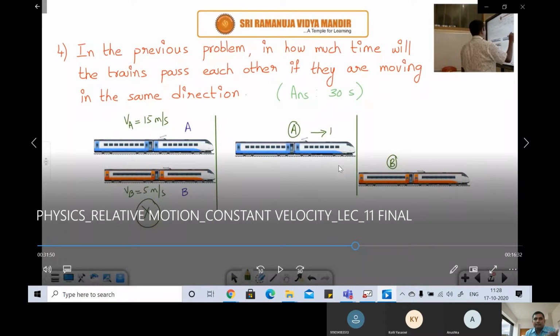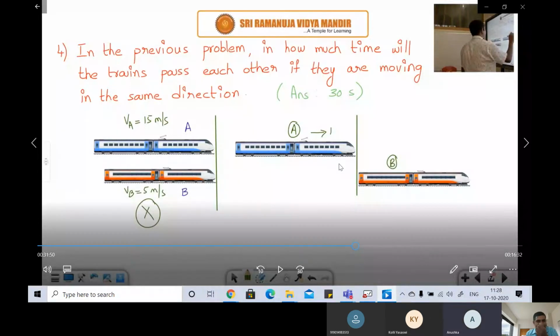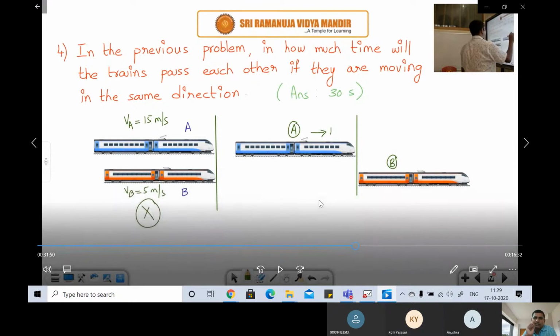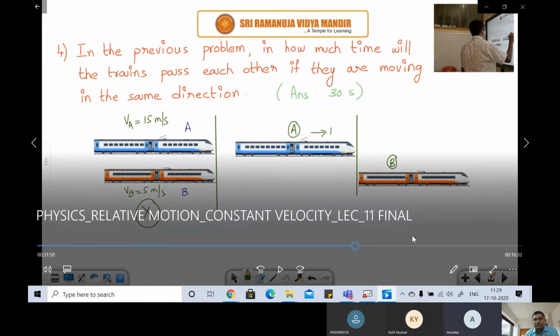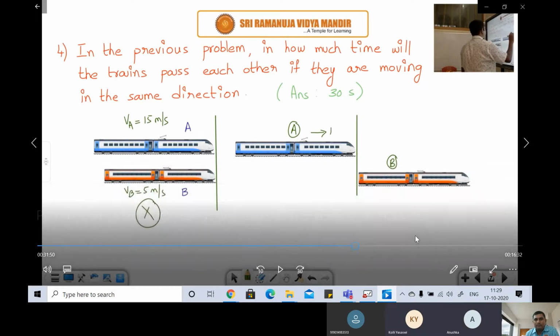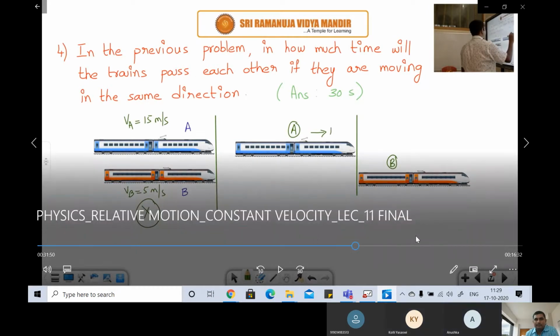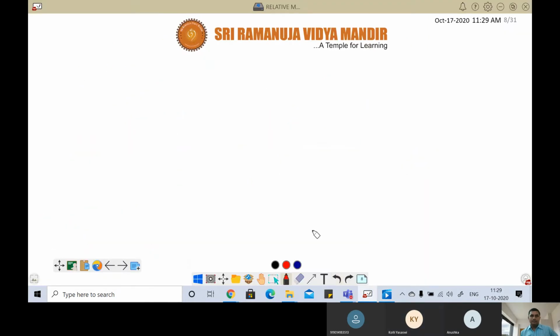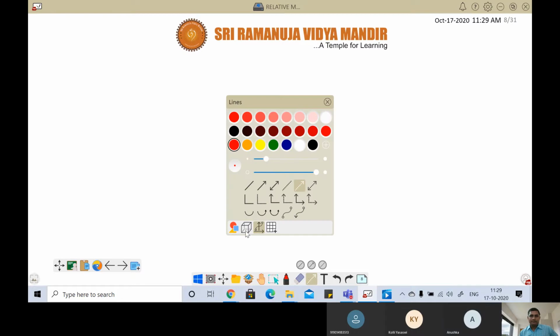See here, what they're asking. Read the question. In how much time will the trains pass each other if they are moving in the same direction? Correct. So now here you have to use a little common sense. Now I will draw. What is the velocity of A? 15 meters per second, sir. What is the velocity of B? 5 meters per second. Now just tell me. Now suppose, let us say.